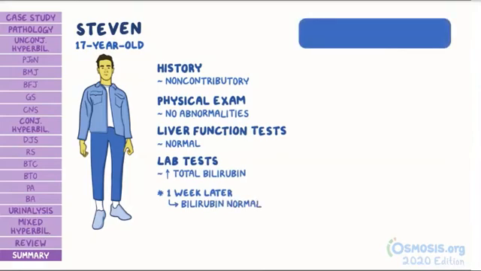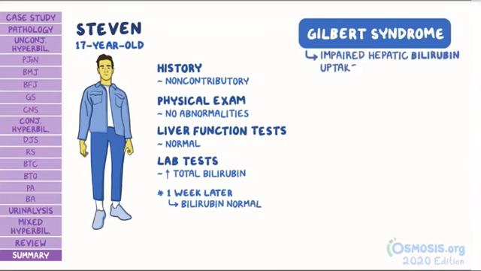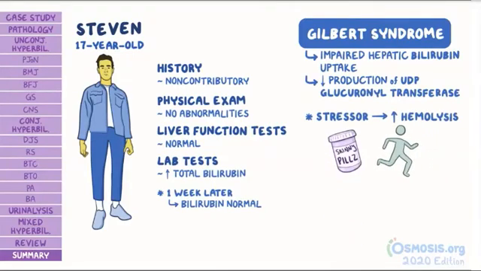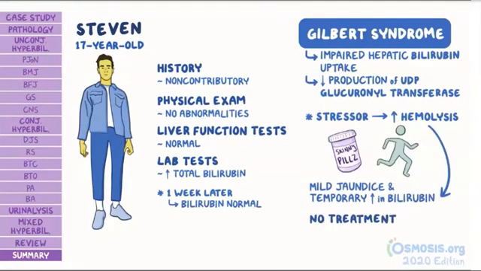Stephen most likely has Gilbert syndrome, where there is an impaired hepatic bilirubin uptake and reduced production of enzyme UDP glucuronosyltransferase. So when there's a stressor that causes increased hemolysis, like the combination of dieting and increased exercise, this can cause mild jaundice and temporary elevation in bilirubin. No treatment was necessary, but Stephen was advised to eat regularly and avoid fasting.